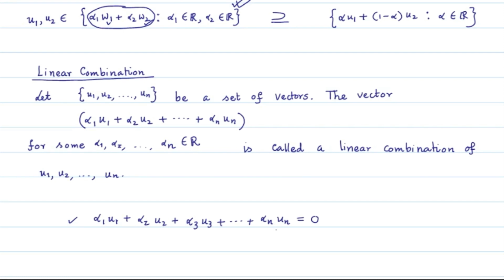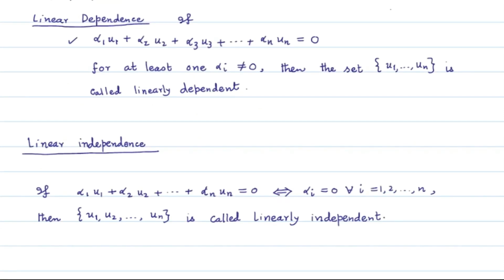If, however, this equation is true only when all alpha i's are equal to 0, then we say the set of vectors u1, u2 till un is linearly independent. These are the definitions of linear dependence and linear independence. We notice that if a set is linearly dependent, then that set is not linearly independent and vice versa. These two definitions are applicable for a set of finitely many vectors.